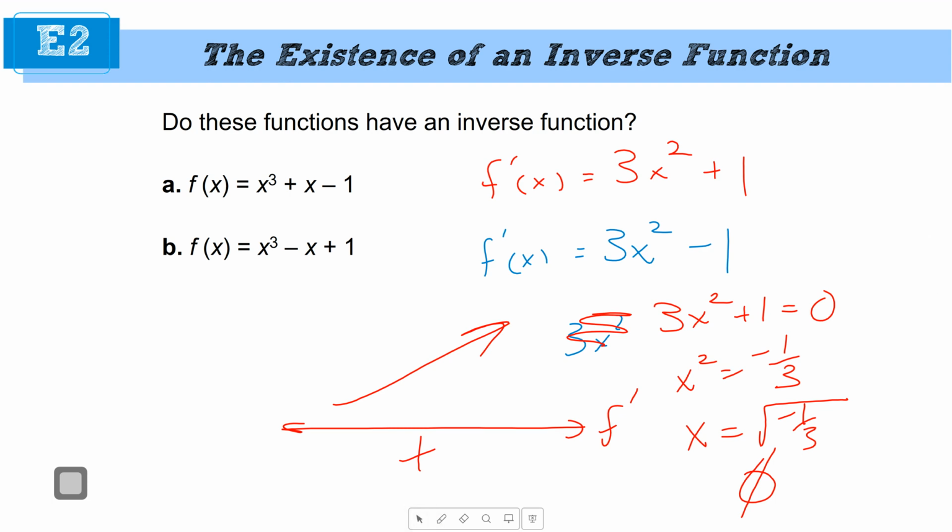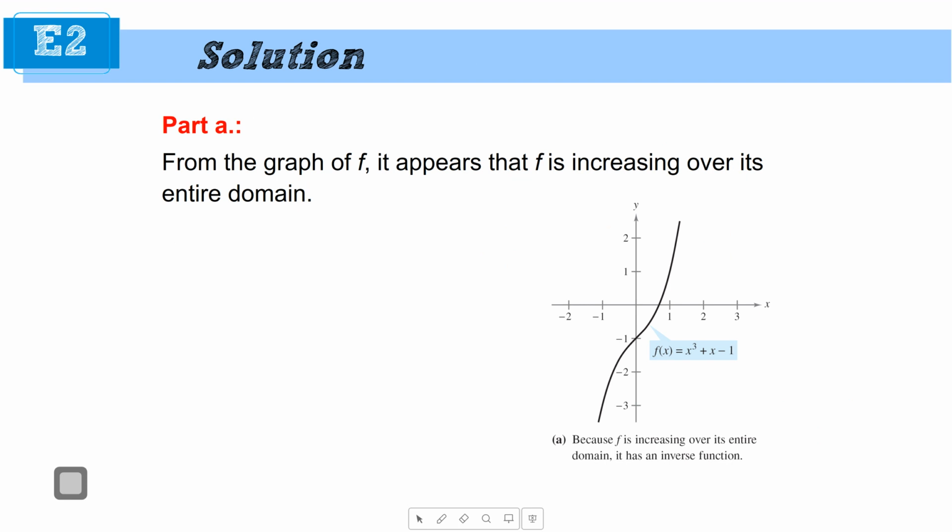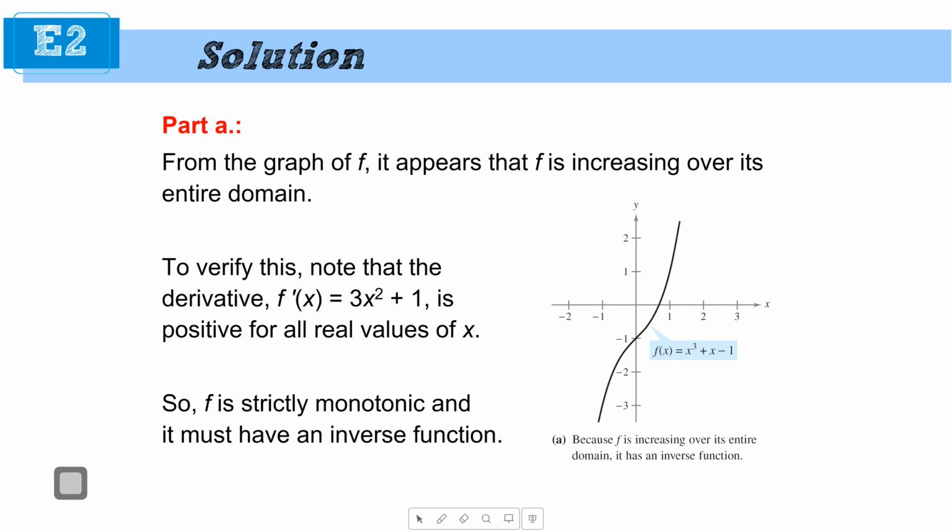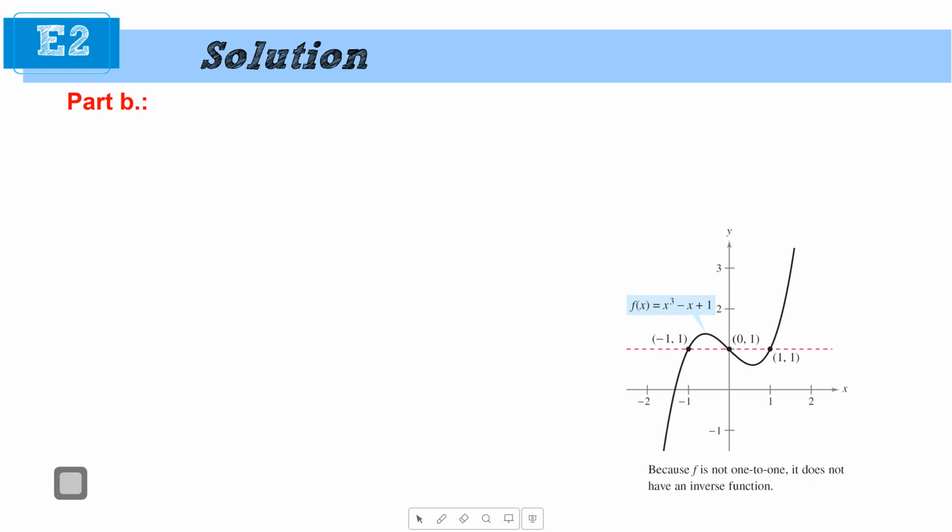For those of you that are graphically minded, here's a picture of part A. You can see that it's always increasing, like we figured. And then here's part B. Okay. Also, you'll notice in part B, it doesn't pass the horizontal line test.